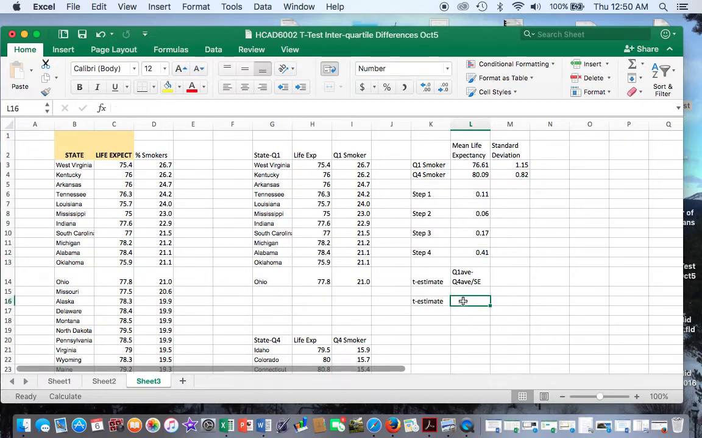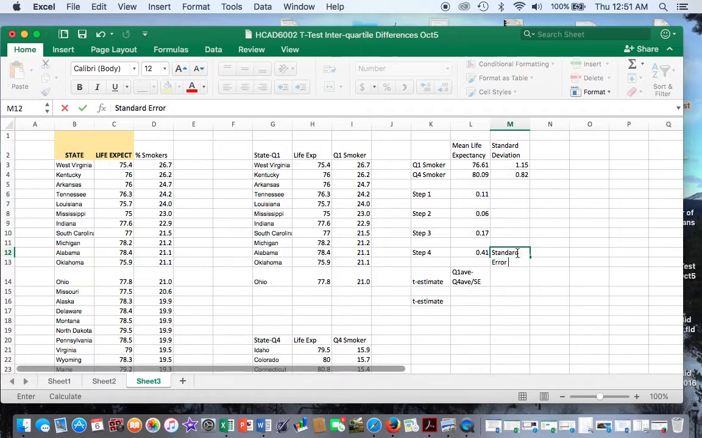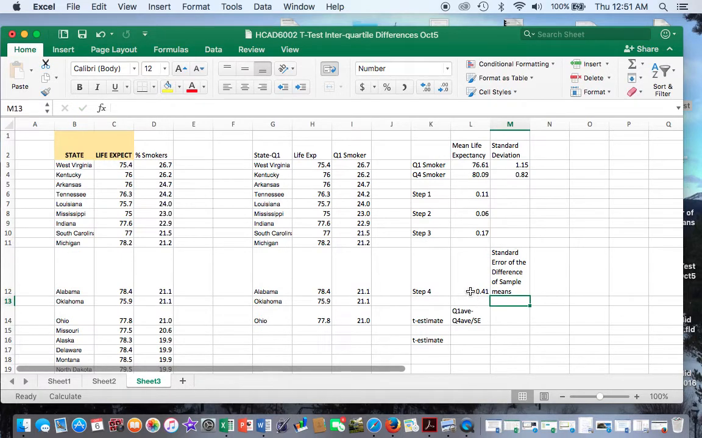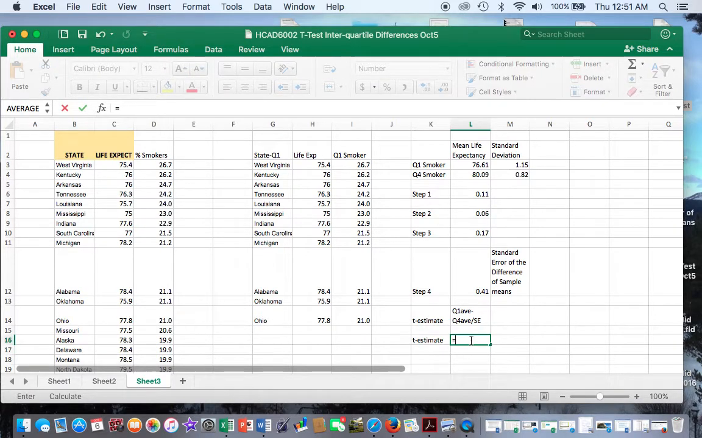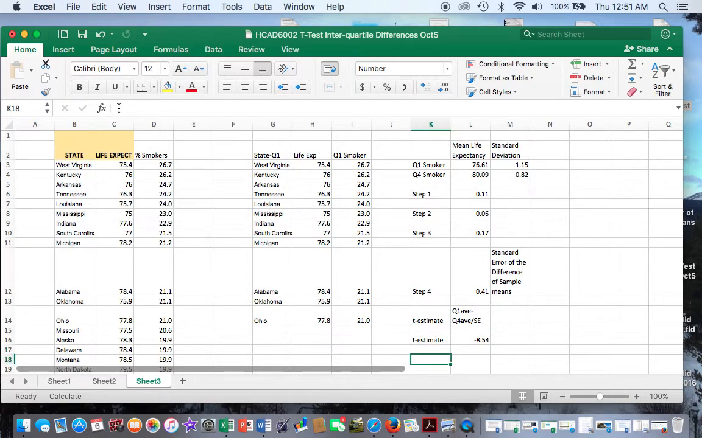I'm going to do it Q1 minus Q4 divided by our standard error, and I'll actually even call this by name, even though that's a very long name. We'll call it that so that we have it right there, 0.41 in step 4. So now what we're going to do is take L3 minus L4. Whoops, I should have put them in parentheses because I'm going to want to divide them simply by step 4 L12. And that then gives me a t-estimate of negative 8.54.